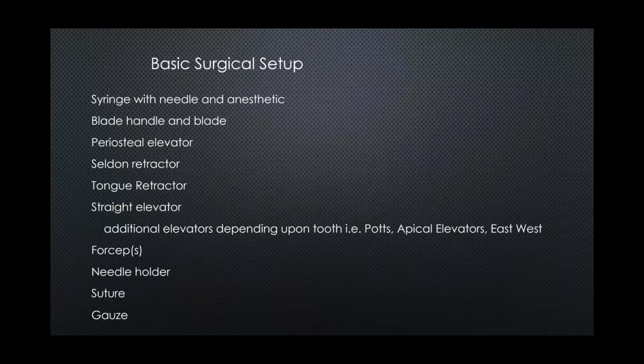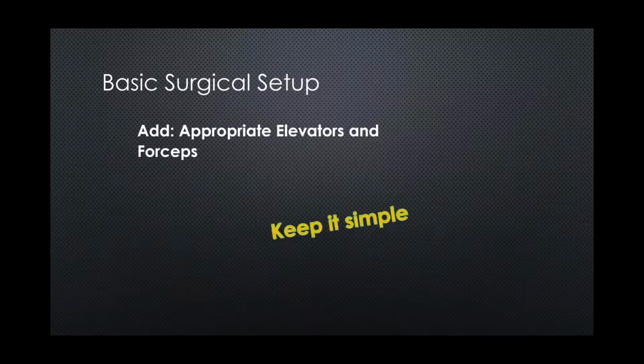We typically will go with a syringe with a needle and a local anesthetic. We'll put a blade handle and a blade out. We put a periosteal elevator, and we'll talk about all the uses of most of these particular instruments. We'll put out a Seldin retractor, a tongue retractor, a straight elevator, forceps, a needle holder, suture, and some gauze. What we like to do, in addition to the basic surgical setup, is add any particular elevators that we need for whatever particular tooth we're taking out, and maybe a couple of extra forceps as well. Okay, we just want to keep it simple. Patient comes in, open up your basic surgical setup, set everything up, add your appropriate elevators and forceps for the particular teeth.